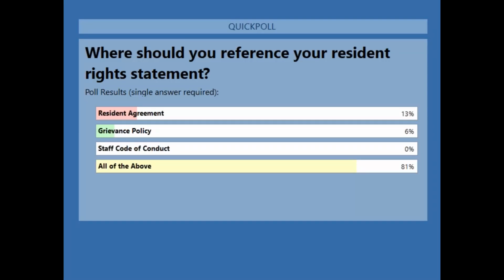So there's just a way to make sure you're thinking about your resident rights statement, that it's not something that you just create and then put in a drawer, but it really is referenced throughout a lot of your other policies and procedures, which is why it's one of the first things that we go over in the Recovery Housing Institute.